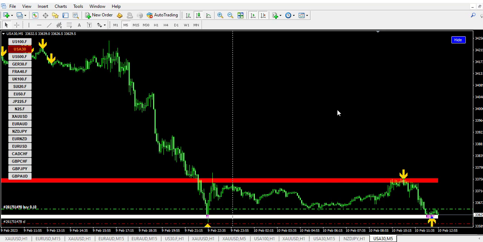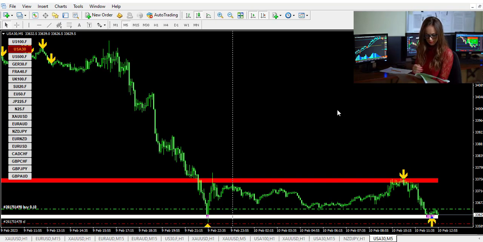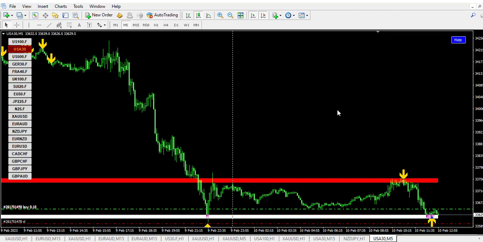This indicator is free and it is meant for the MetaTrader 4 platform. This will not work on MetaTrader 5 or on derived platforms, so make sure you use it on the MetaTrader 4 platform. Now let me show you how this particular indicator works.